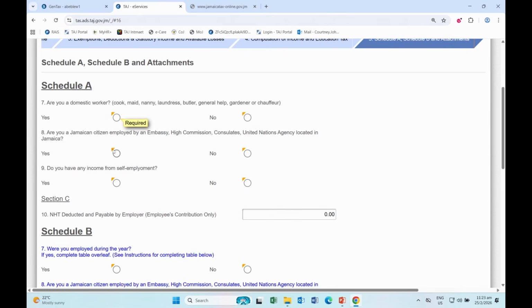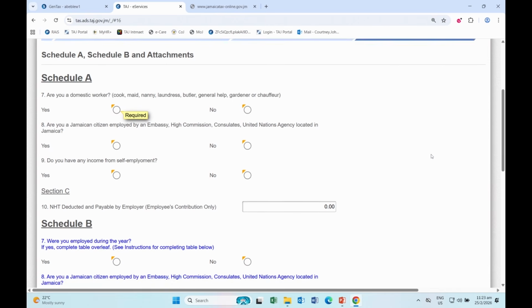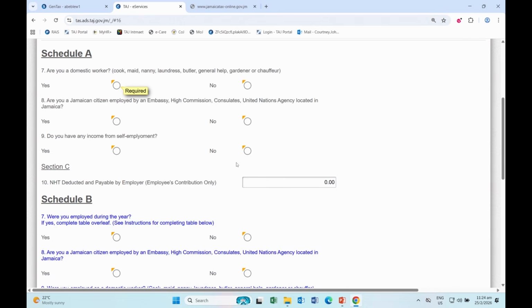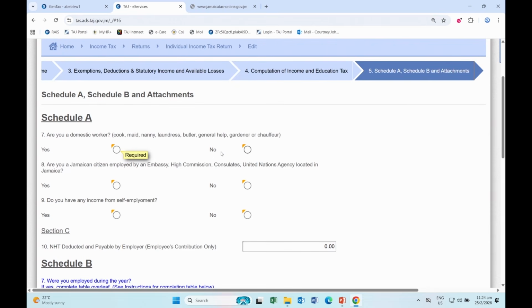And bear in mind, every required field must be completed before you're able to go forward. Are you a domestic worker? No, Abe was not a domestic worker. Is he a Jamaican employed by an embassy? No, he's not. But he did have income from self-employment, so we'll put yes for number 9.